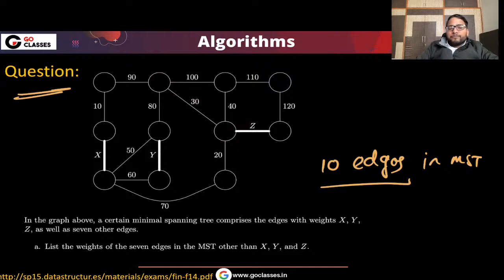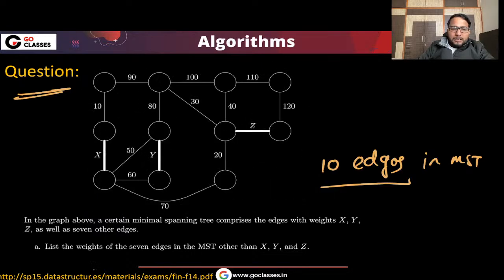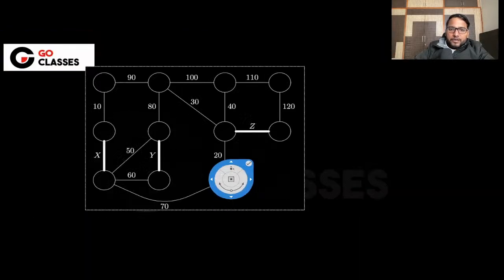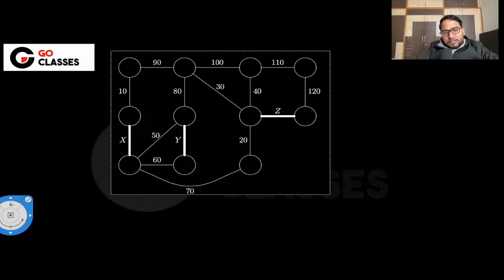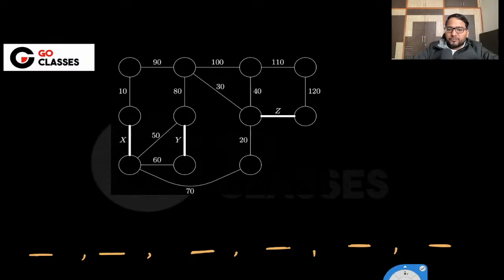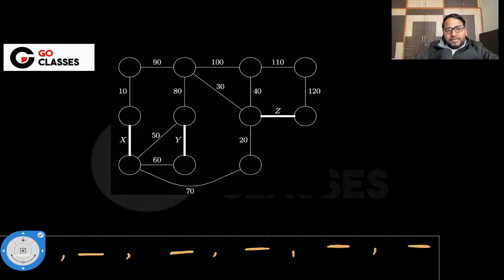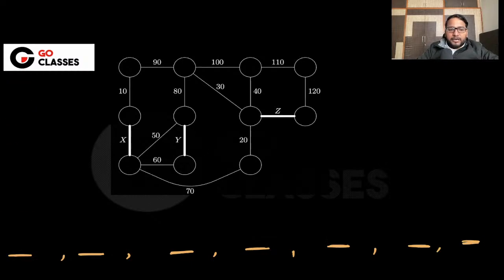Let's just apply Kruskal's and let me tell you what the other edges will be. Seven other edges will be there: 1, 2, 3, 4, 5, 6, and 7. That is for sure. Now the only thing is that we need to ask which 7.